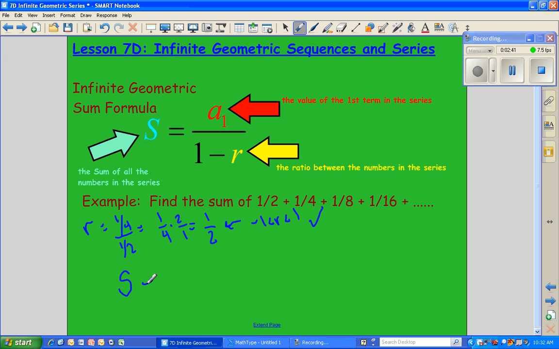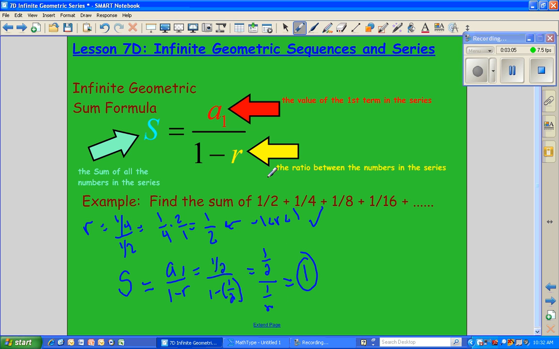So we've satisfied the requirement for using the formula, so we're going to go on and use the formula. S equals a sub 1 over 1 minus r. A sub 1 is 1/2. And then you've got 1 minus the r value of 1/2. So this is going to be 1/2 over 1/2, which is 1.